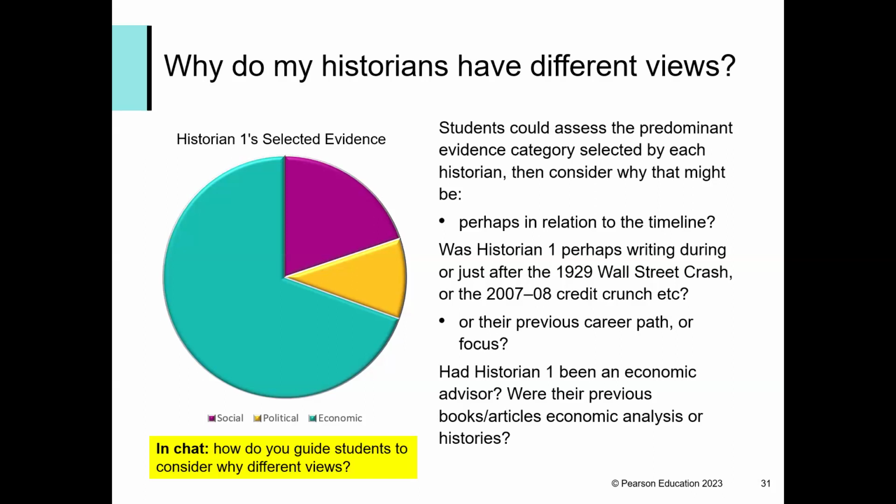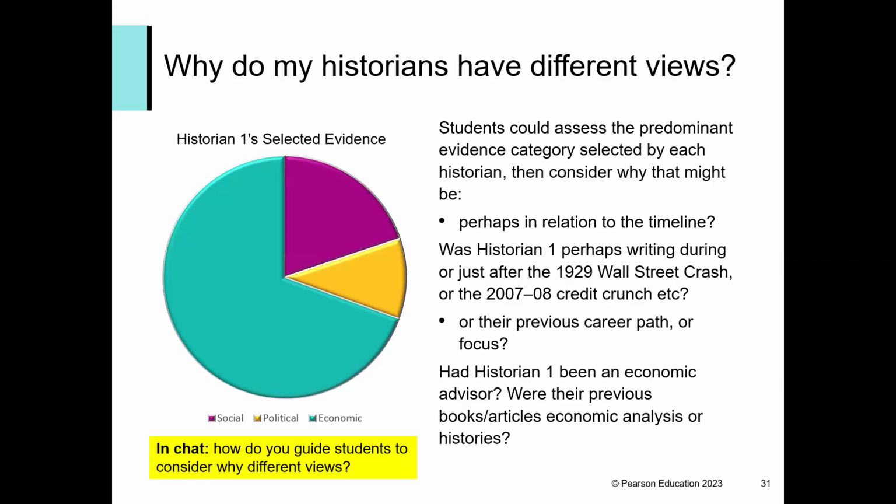Was he writing during or just after the 1929 Wall Street crash, possibly, or the 2007-8 credit crunch? Or what about their previous career path or focus? Had they been an economic advisor in the past? Look at their previous books and articles. Were they economic analysis or histories? Just trying to get students to think about possible ways in which the historian, why they might have selected the evidence that they do.